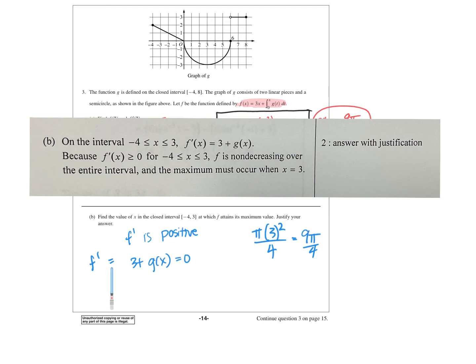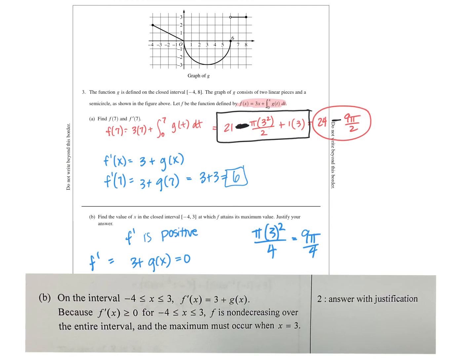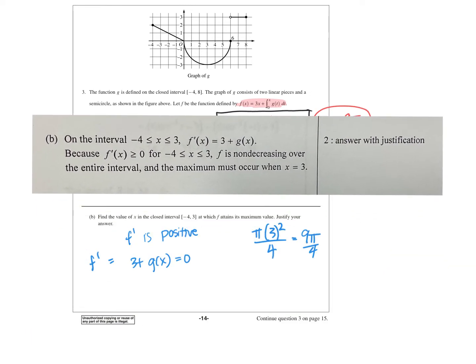So if f prime is always non-negative over the entire interval, the maximum must occur when x is 3. How do we feel about that part? Why is that the max? I agree. When x is 3, because the slope, which is f prime, is always greater than 0, so it's constantly increasing and then it gets to 0. So that would be its top value.